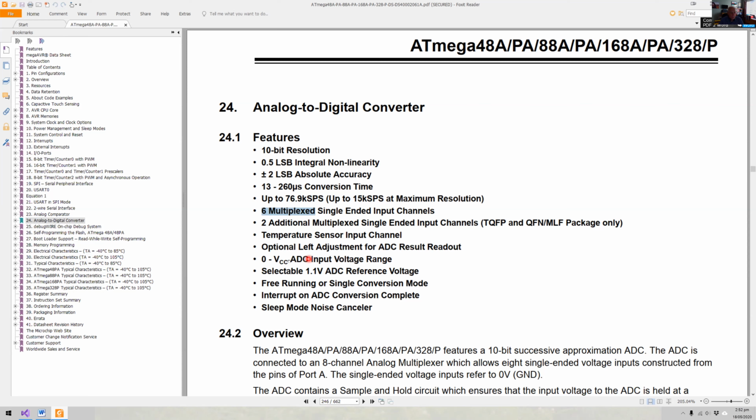The input voltage range must not exceed VCC. We're running our boards with the ATmega on them at 5 volts. So you cannot exceed 5 volts. Do not exceed 5 volts.